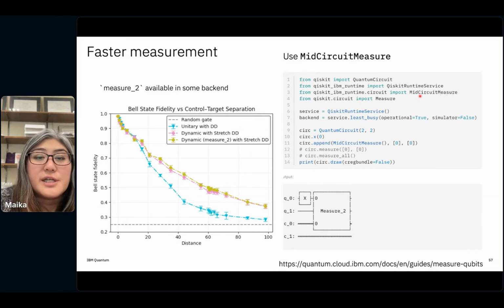You could import mid-circuit measure, and rather than applying circ.measure that you would typically do, you could do circ.append the mid-circuit measurement, right? And then when you look at it, now the measurement instruction, you could see this block where it's the measure on qubit 0, and then putting on the classical register 0. So I replaced all the mid-circuit measurements with measure 2 and reran the circuit. And this one also, I added the stretch DD. And see, there's another slight improvement going from pink to the yellow color. So you see that this measure 2, by having this faster measurement for mid-circuit measurement, is indeed helping with these dynamic circuit operations.